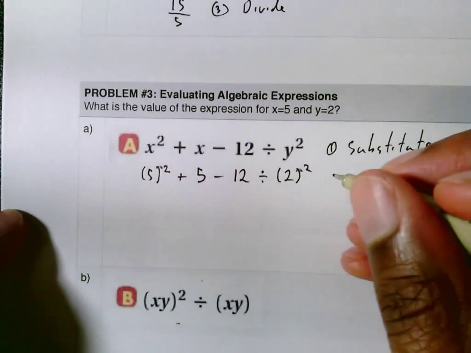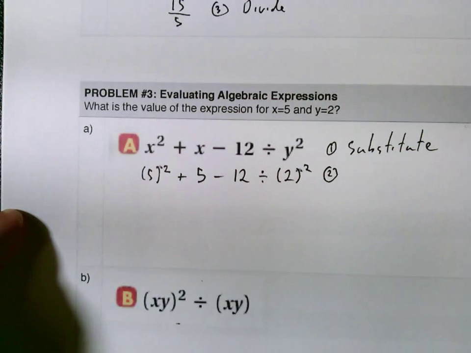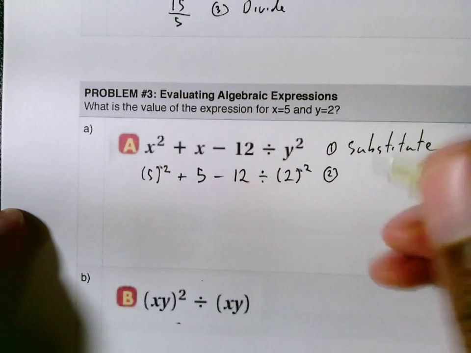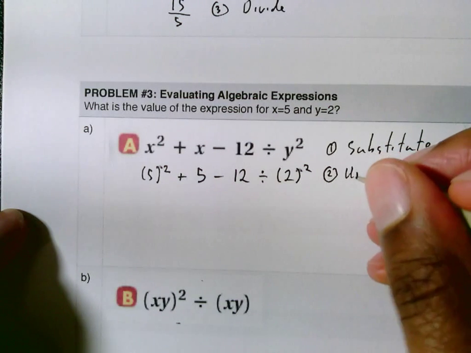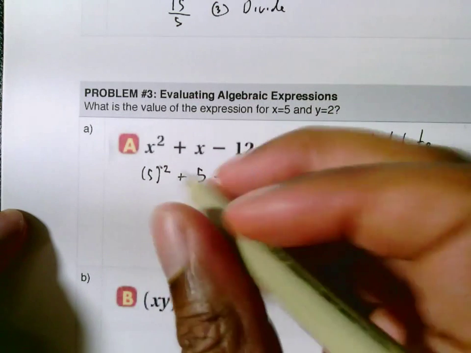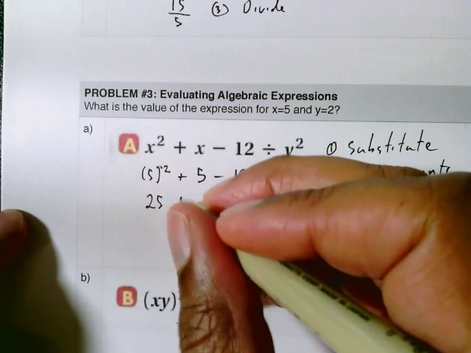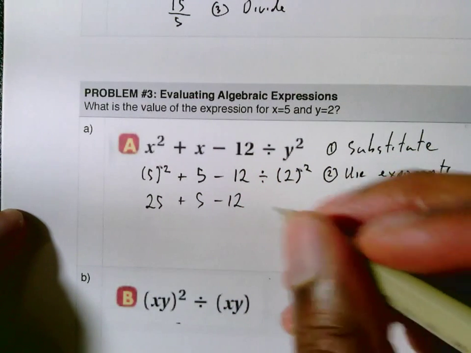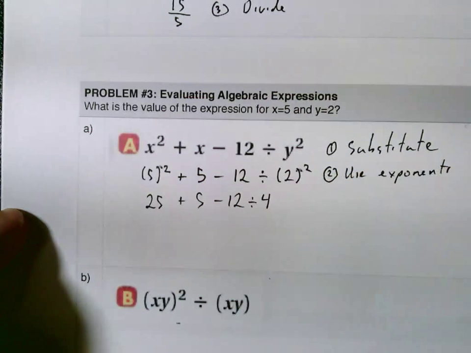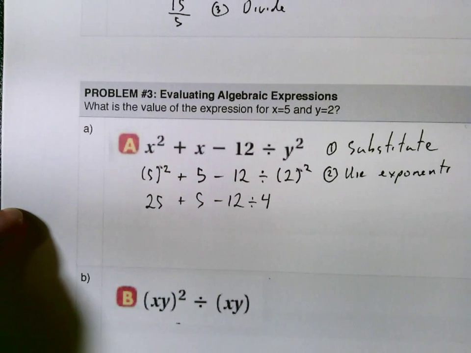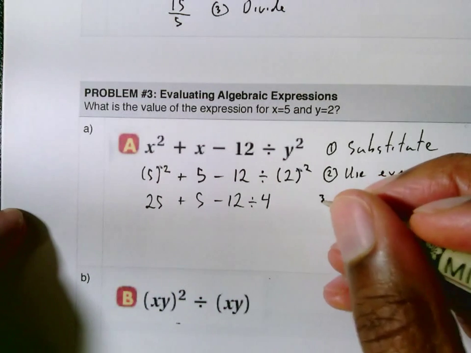So now my second step is I'm going to follow my order of operations. Well, I see we have 2 exponents, so I'm going to now use the exponents. So 5 squared is 25. And we know that 2 squared, which is 2 times 2, is 4. Okay. I used both of them in one step, that I could have done in 2 steps. Next, I'm going to divide.